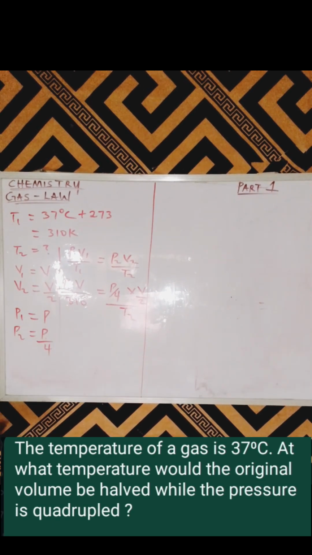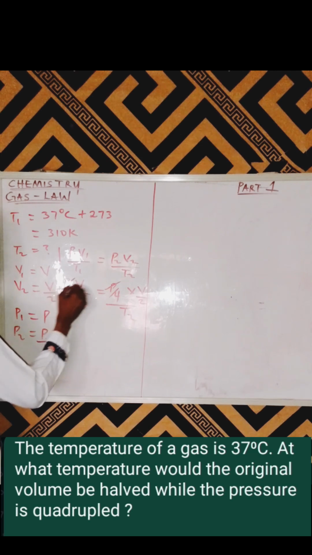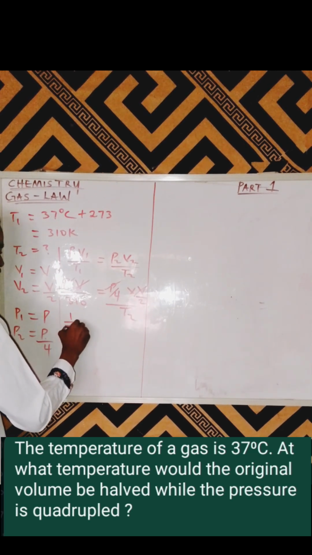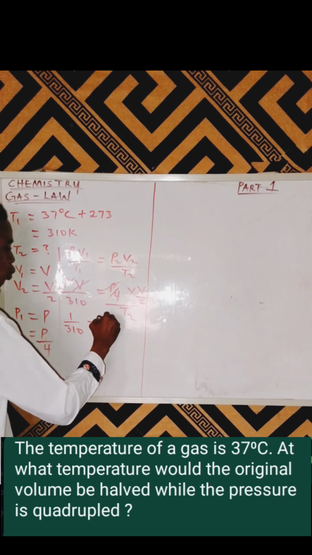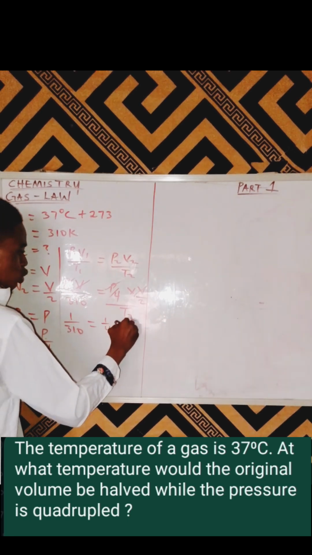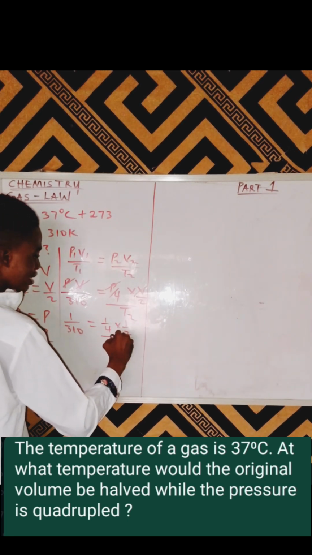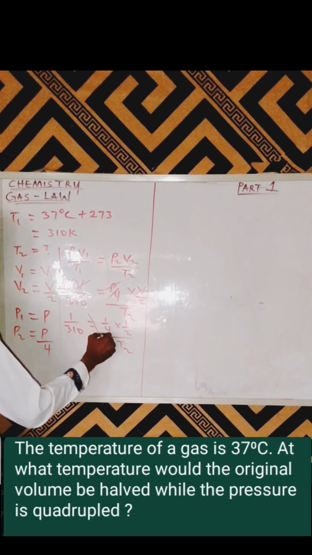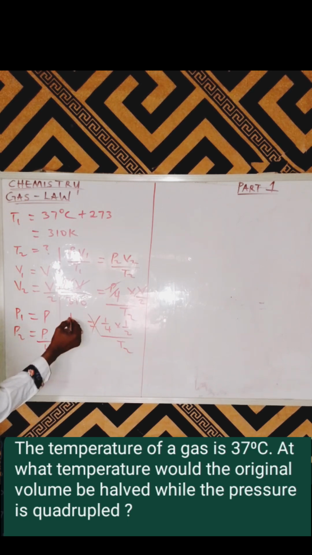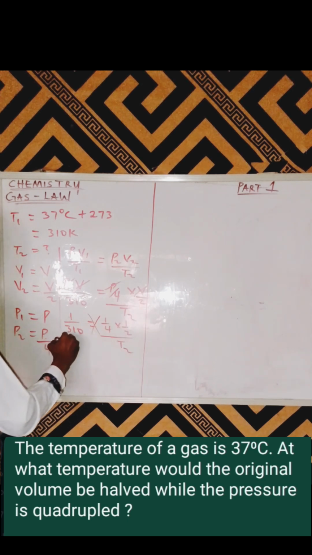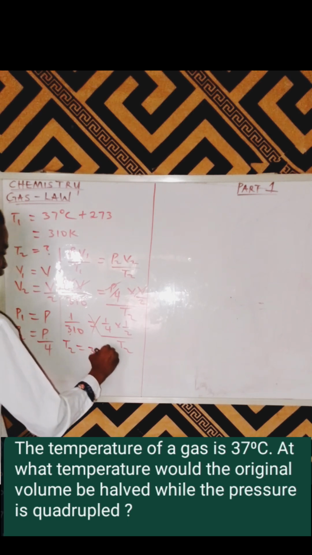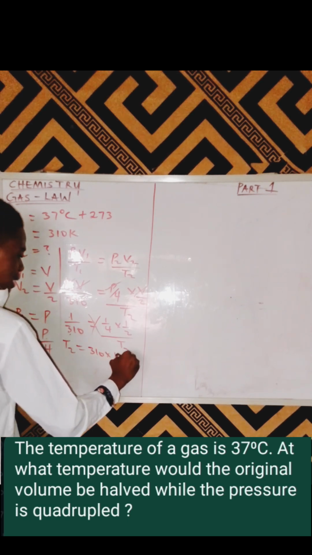Now, as I've said, this one can cancel this one out. This one can cancel this one out. So I'm going to have 1 over 310 is equal to 1 over 4 times 1 over 2, all over T2, right? So I can just decide to cross multiply. I don't want to confuse you. So I'm going to have T2 is equal to 310 times 1 over 4 times 1 over 2.